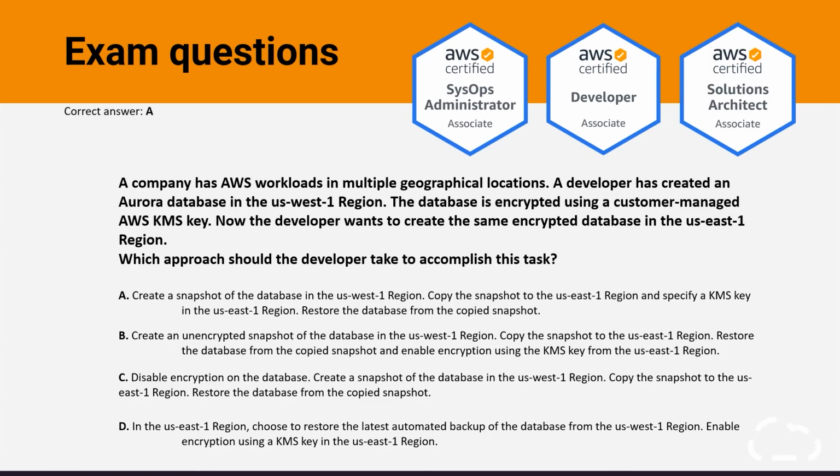Okay, let's review all of them. A. We create a snapshot of the database in the origin region, copy the snapshot to the destination region, and restore using the key from the destination region. For me it looks okay. What do we have else here?